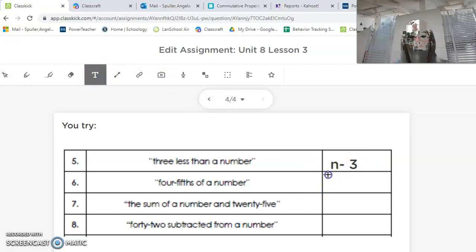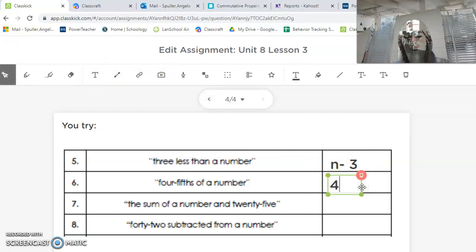Here we see 4/5 of a number. This is multiplication. It sounds like division, but we're actually taking 4/5 and multiplying it by a number, excuse me.